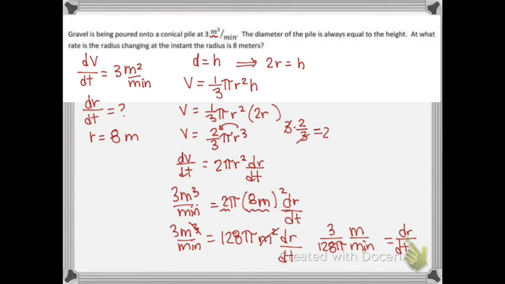Okay, so our pile is growing, so dr/dt should be positive. And meters per minute, those are appropriate units for the rate of change of a radius. Since a radius is in one dimension, meters per minute are appropriate units for that rate of change.